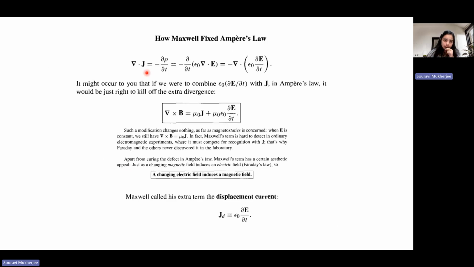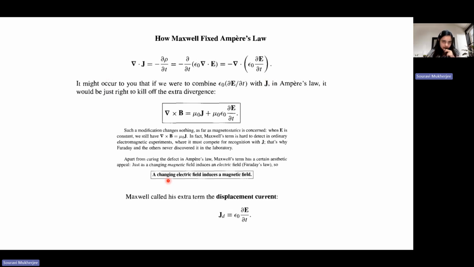So he started with the continuity equation. Okay, and then we saw that now you can replace rho as epsilon naught divergence of E. This comes from the first Maxwell relation, right? The one that we derived from Gauss's law. And we saw that now if you add this term to the fourth equation, this as a whole, J plus epsilon naught del E del t, will always be zero because of the continuity relation.